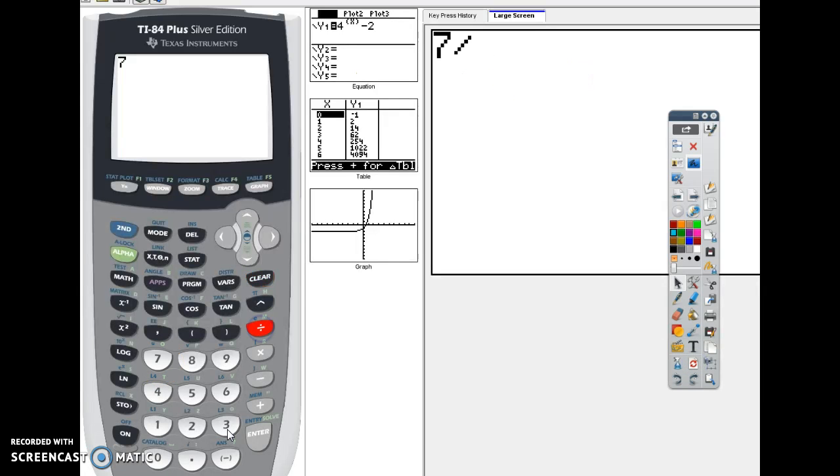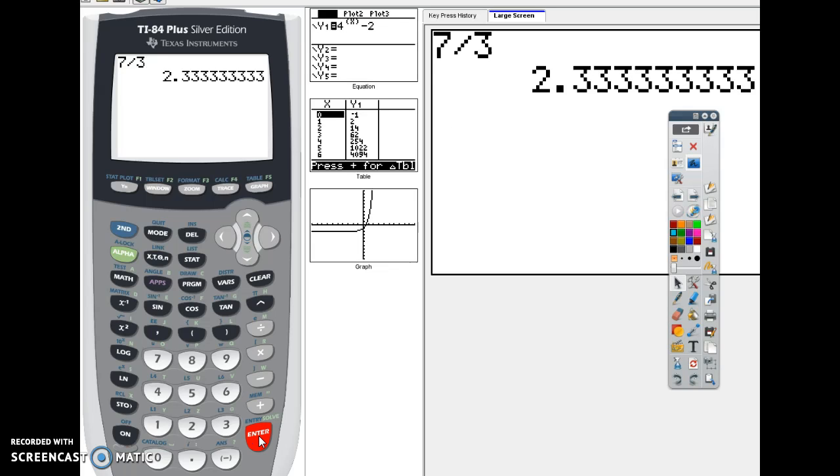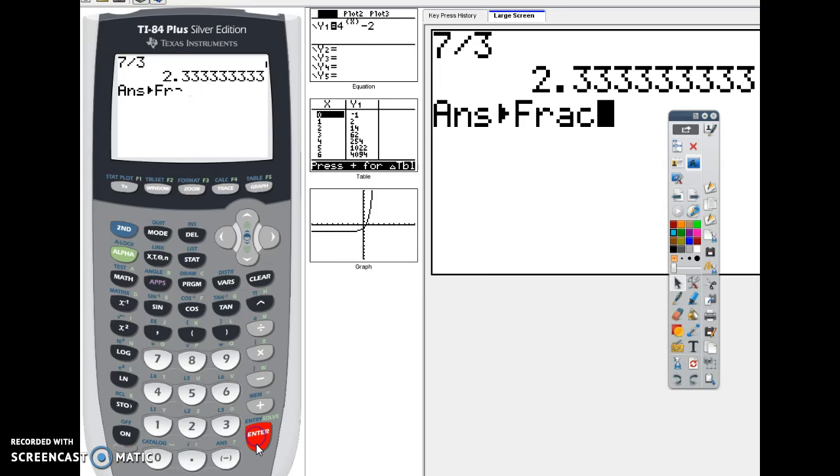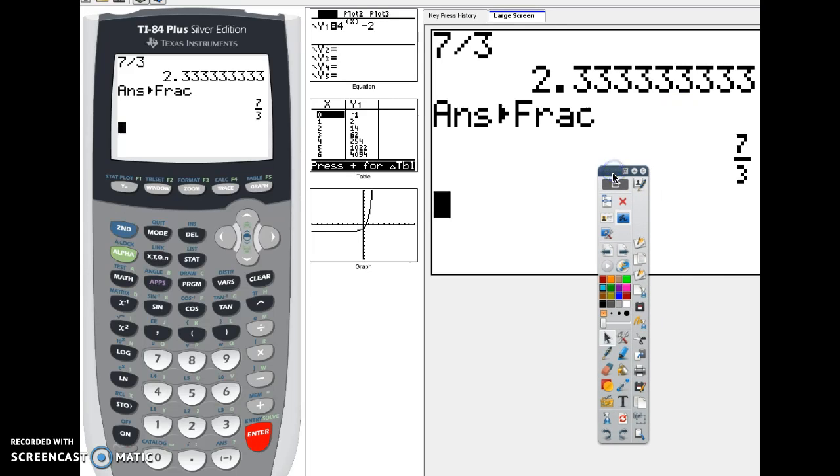7 divided by 3 gives you a decimal. And remember I told you yesterday, and if you weren't here yesterday, we don't want decimals anymore, so you're going to hit the button that says math. And we want a fraction, so we're going to hit enter, enter, so that it can give you the fraction back. Sometimes it'll reduce it if it needs to be reduced, but if it doesn't need to be reduced, it's going to leave it like that.